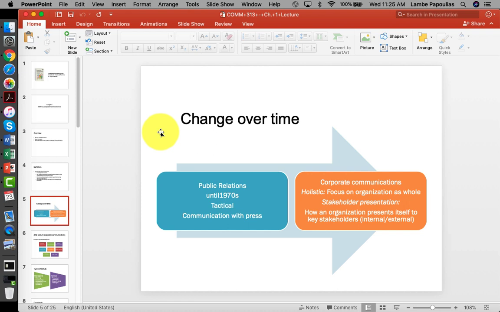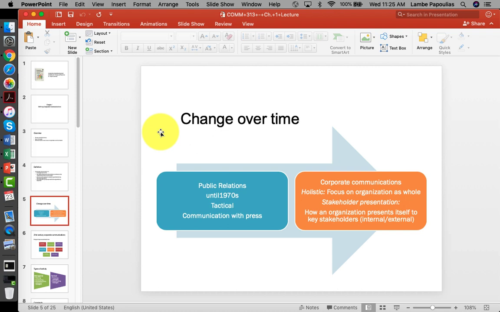It's holistic. It focuses on the organization as a whole. So nowadays, people in an organization want to believe in the mission statement. They want to know that the company they're working for is something they believe in to move forward with. There's a big holistic approach with how it focuses on an organization as a whole.